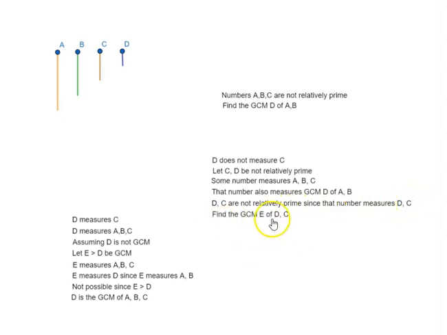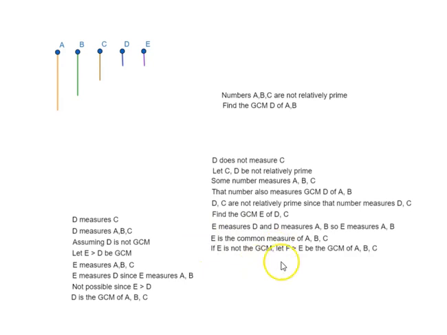So let's find the GCM E of D and C. So E is the GCM of D and C. Now that means E measures D, and D measures A and B. So E measures A and B. So which means E is the common measure of A, B and C. Now we have to prove that it is the greatest common measure.